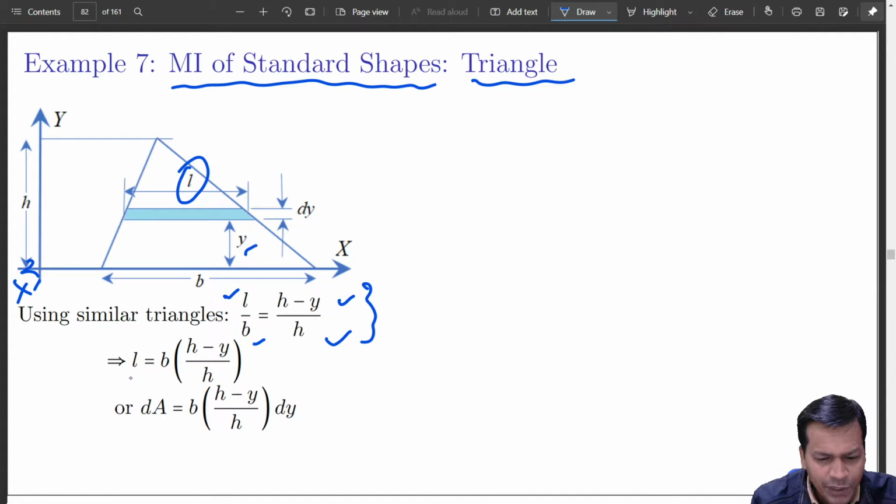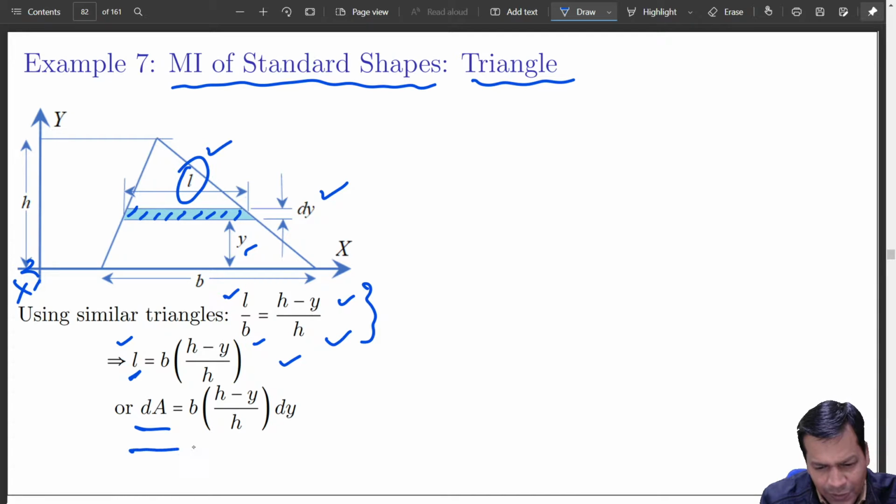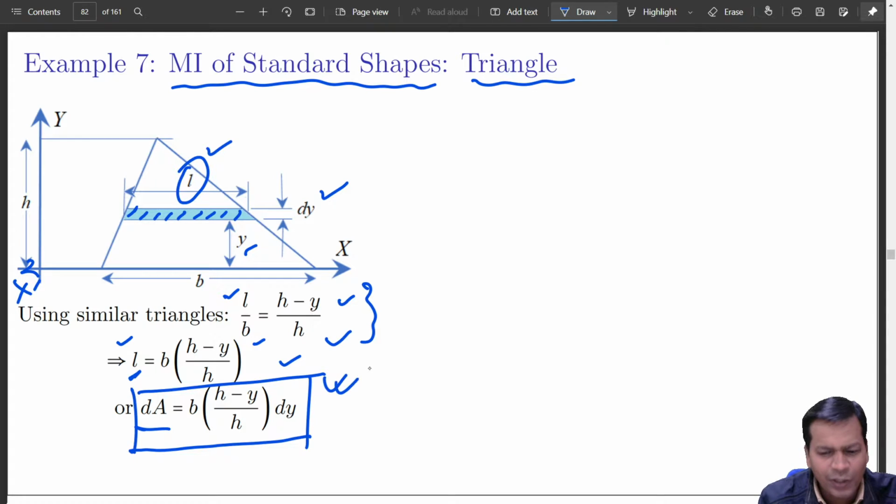This L you can obtain directly. So dA, that is the strip area, the area of this small strip, will be equal to L into dy. How much is L? You can substitute from here and you get this. Got it? So a small elemental area, now you know. This will be the area.